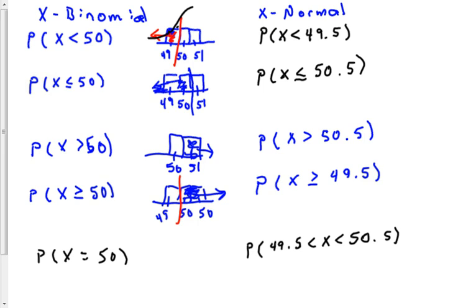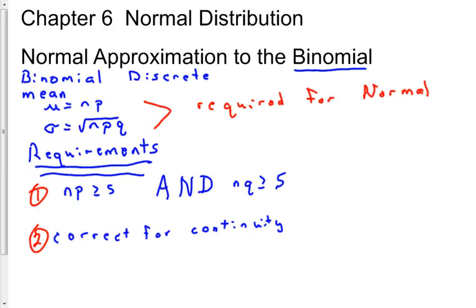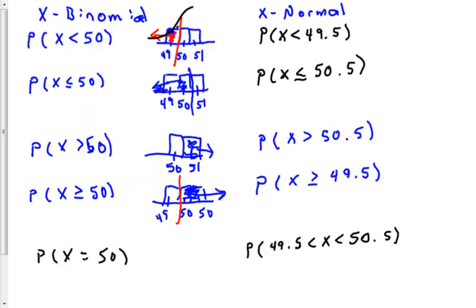So that, to me, the sketching is a way to make sure I've got the right correction for continuity. There is a table in your textbook that helps, that is just a memorization technique for deciding whether it's less than or equal to, etc. So that's the correction for continuity. So in dealing with these, make sure you know your formulas, make sure you check your requirements, and make the correction for continuity.